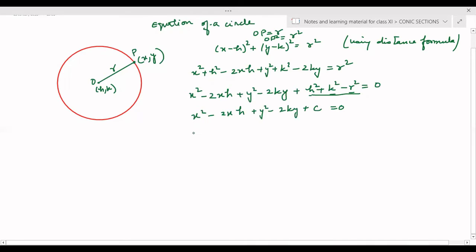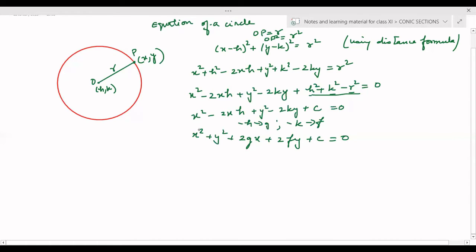Now here I have further x square plus y square. Let's replace minus h with g and minus k with f. So this becomes plus 2gx plus 2fy plus c equals 0.